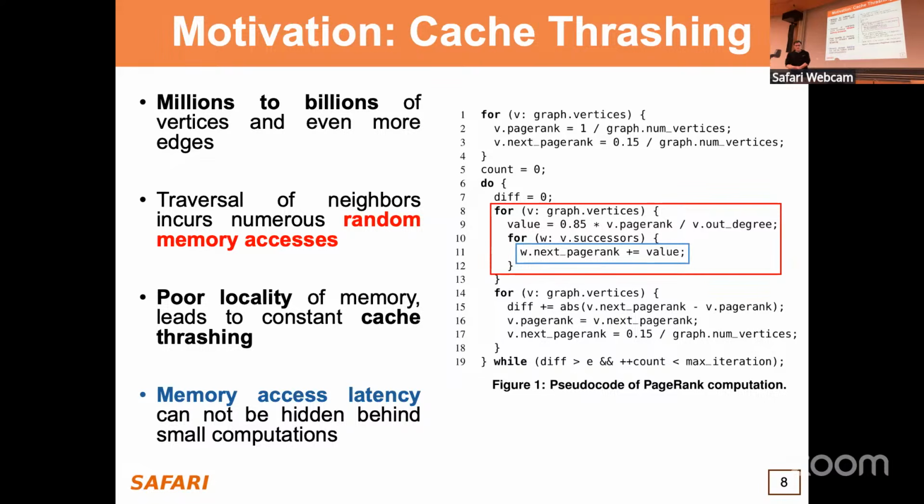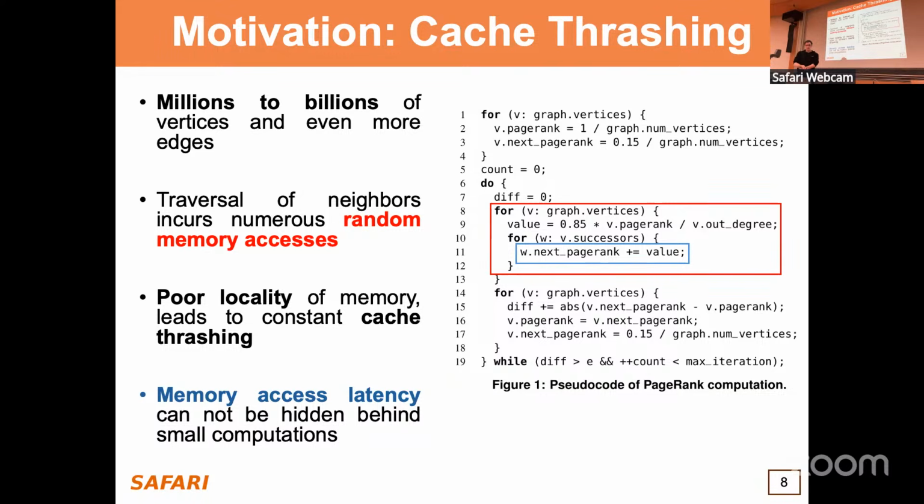So with these millions to billions of vertices and even more edges, we have other problems. For example, the traversal of neighbors incurs numerous random memory accesses, as you can see in the red part there. The poor locality of the memory leads to constant cache thrashing, which means that the cache is usually too small, but increasing it won't help either.